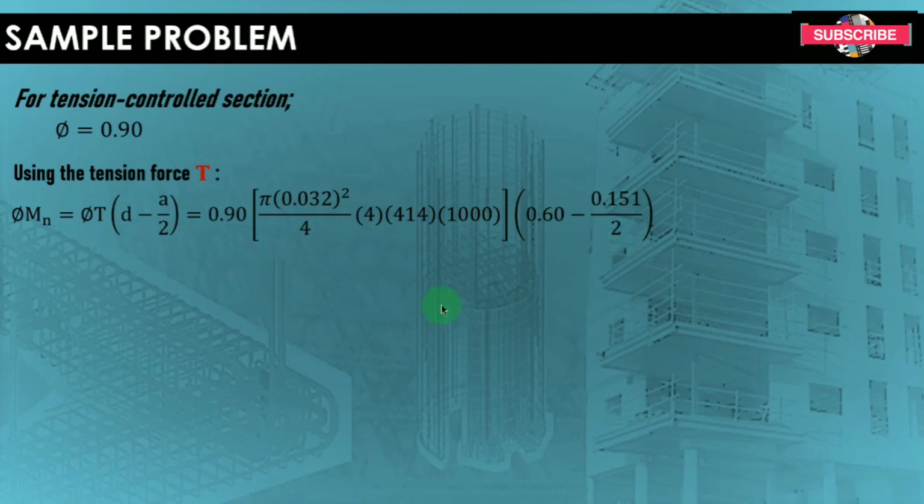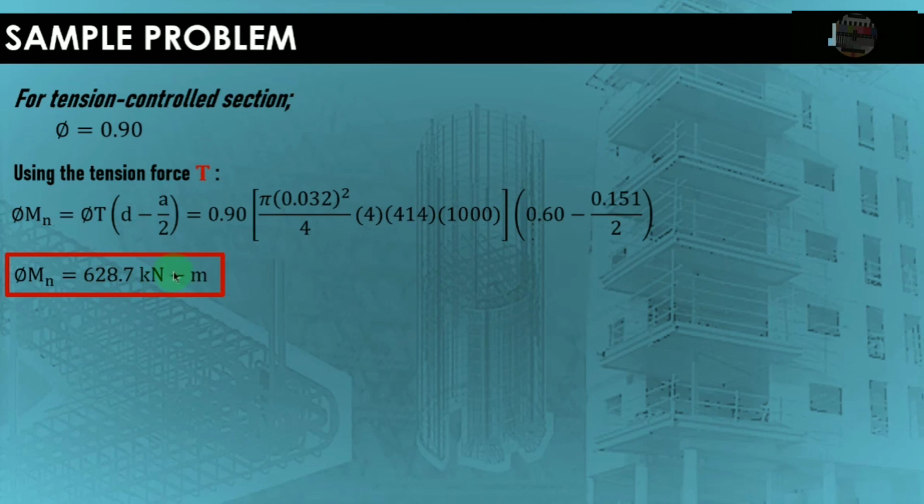Okay? So, calculating now the value of our phi times Mn, which is our design, no? Design moment capacity is just equal now to 628.7 kilonewton meter. Okay? So, this would be it, no, for this problem, and this is our answer, no, for this one. This is the design moment capacity.